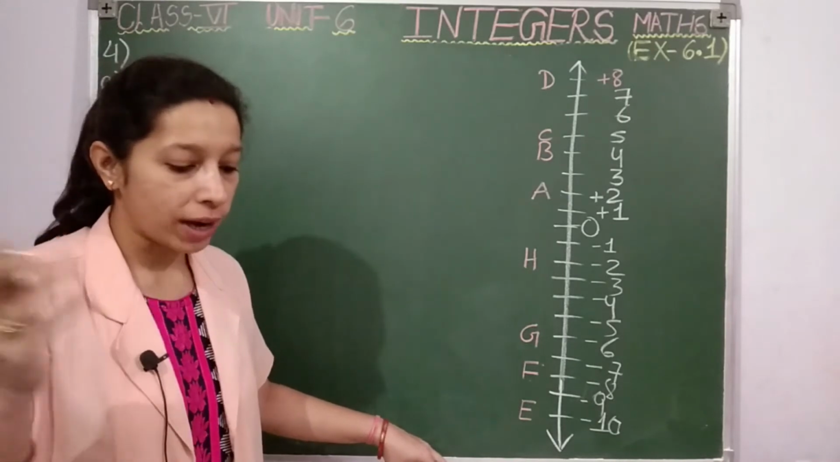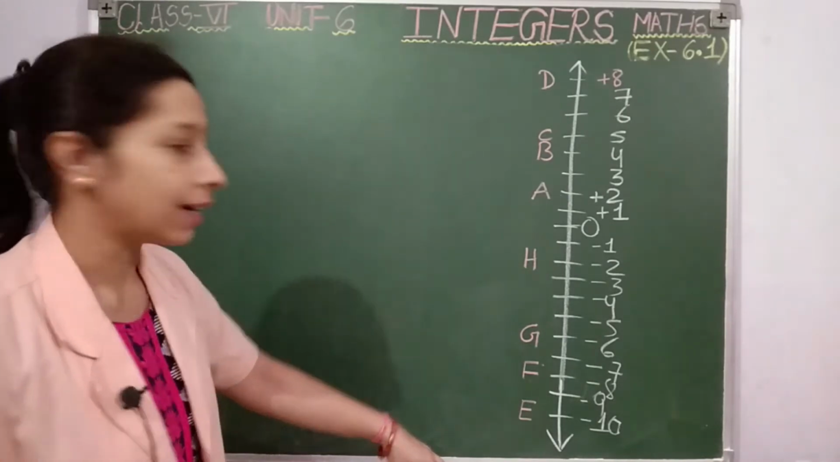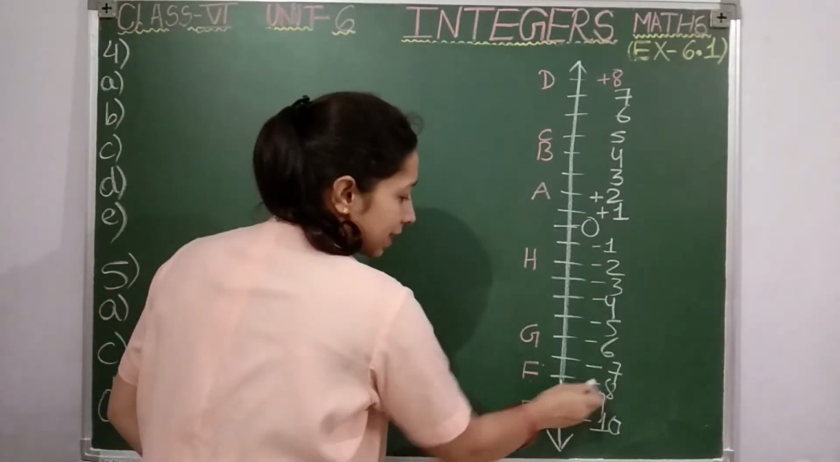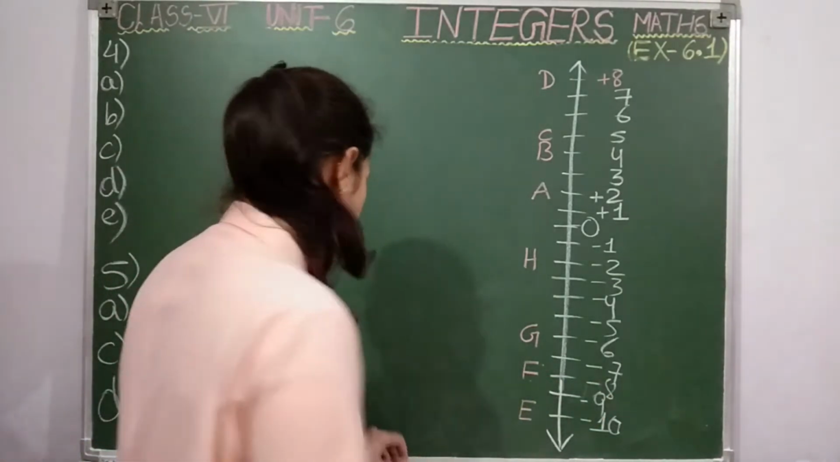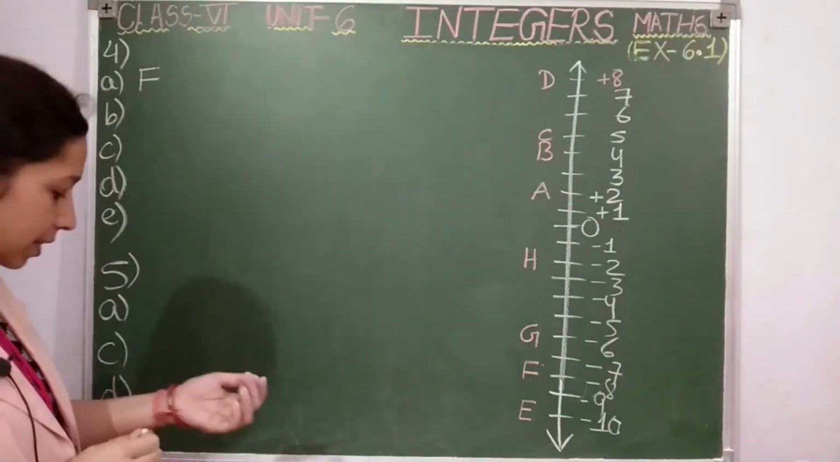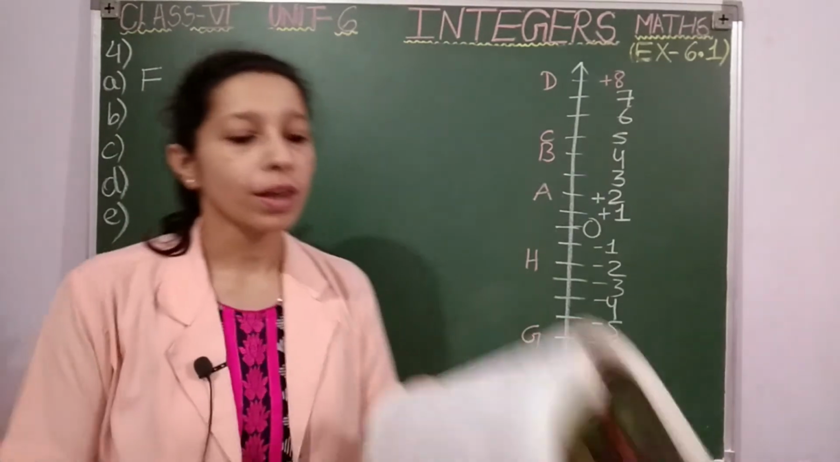First question: if point D is +8, then which point is -8? Now you can simply answer which point is -8. Point F. You can see -8 is indicated by point F. So my first answer is point F. Clear, students? Second question we are going to look at.